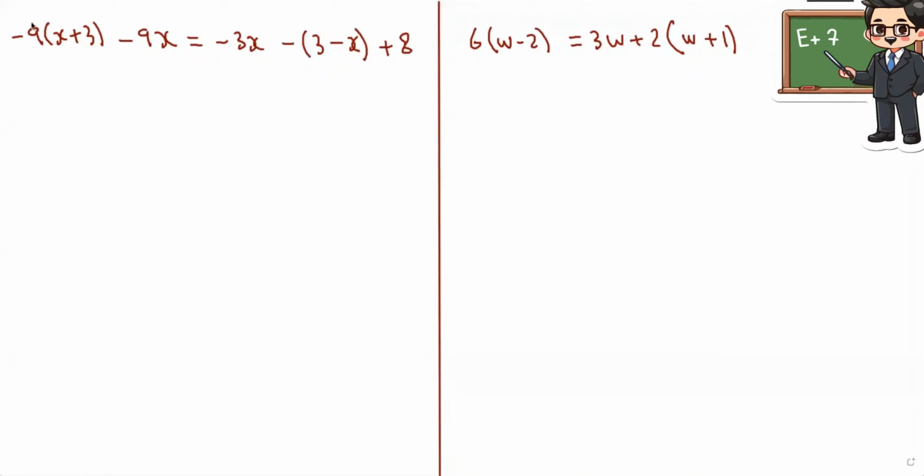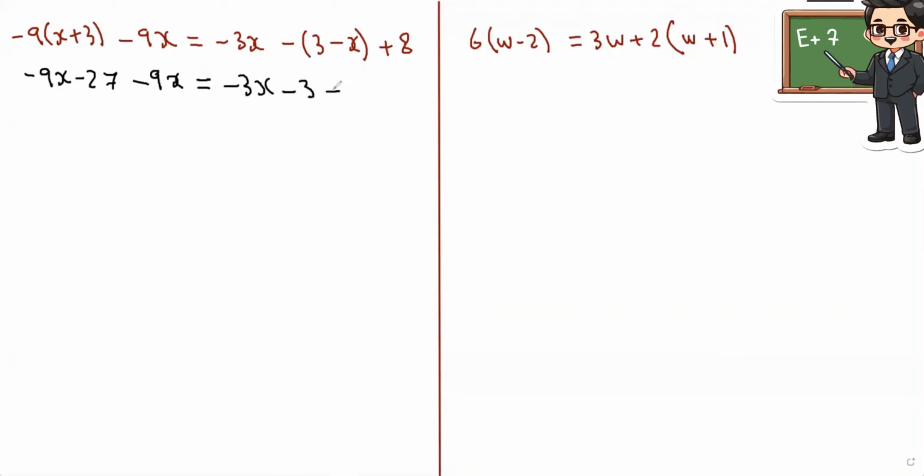Now the first one here, I'm just going to distribute the negative 9 into the x and the plus 3. So negative 9x minus 27. I still have the minus 9x there, equals negative 3x. Now you have a negative 1 there, so I'm going to distribute the negative 1 into both. So that gives me negative 3.